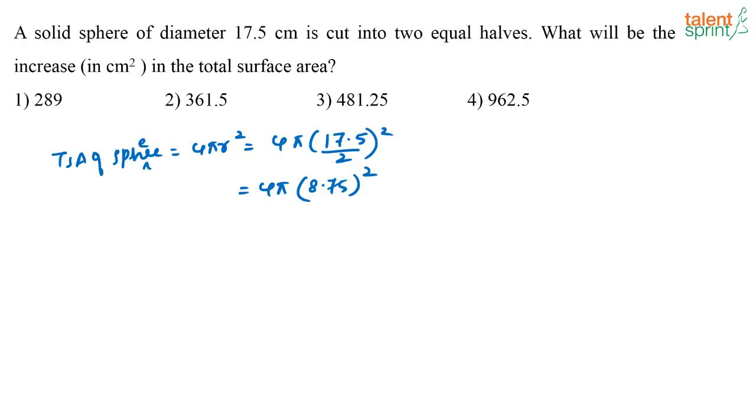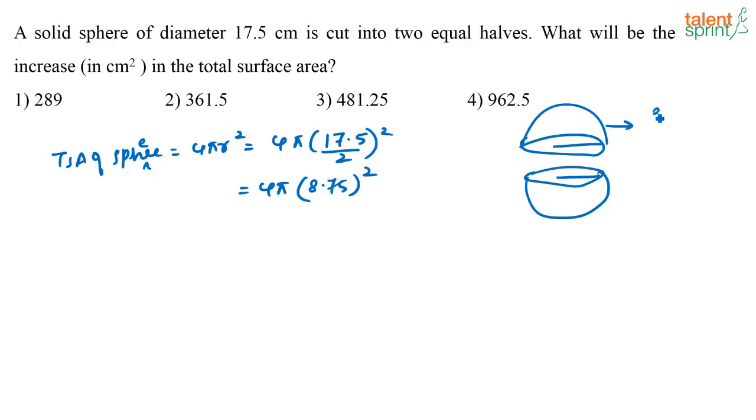Now it is cut into 2 equal halves. So you have 2 hemispheres, right? One hemisphere like this and one hemisphere like this. Now what is the total surface area of a hemisphere? It is nothing but 3 pi r squared. So you have 2 hemispheres here. So the total surface area will be 6 pi r squared.